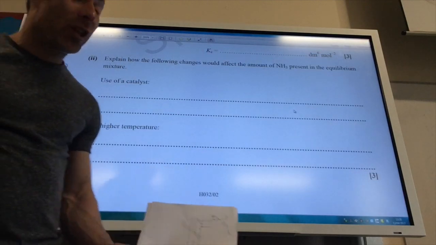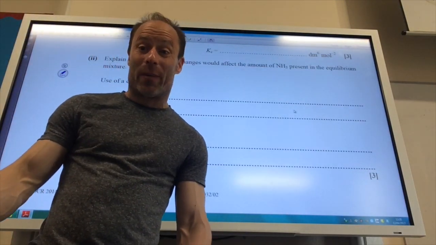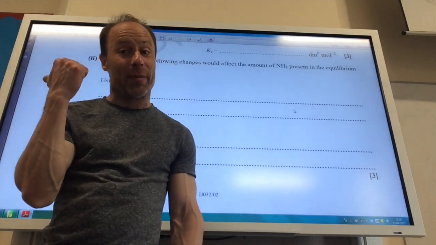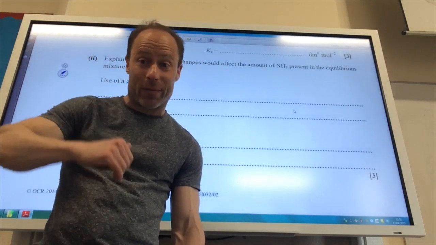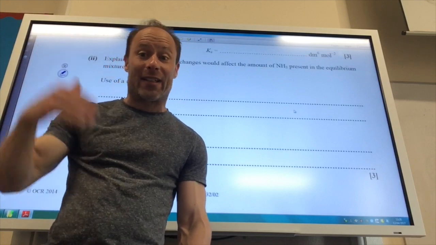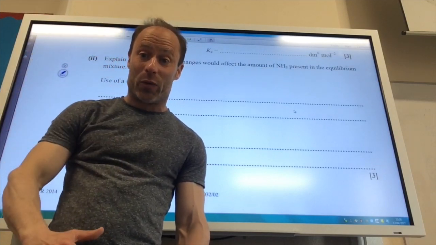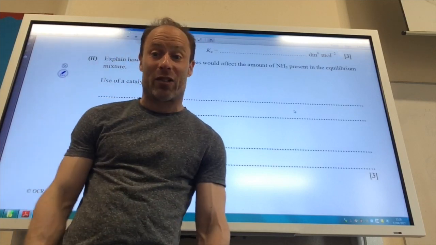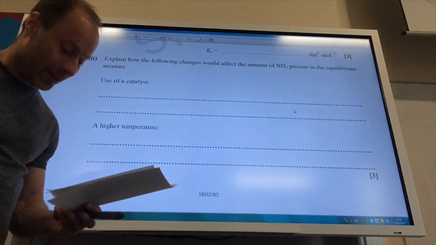A higher temperature, well, remember this is an exothermic reaction, so if I increase the temperature, it will move in the endothermic direction to try and reduce the temperature, which is to the reactants. So the concentration of ammonia will decrease because the reaction is pushed in the endothermic direction towards the reactants.